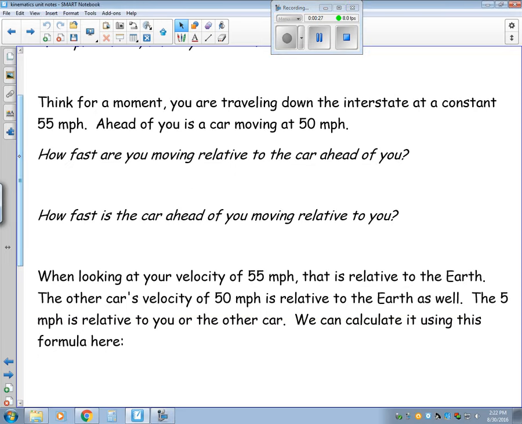Think for a moment that you are traveling down the interstate at a constant 55. Ahead of you is a car traveling at 50. First off, how fast are you moving relative to the car ahead? And let's say both cars are traveling north. So according to that slow car, when they're looking in the rear view mirror and you're coming up towards them, they see you approaching at 5 miles per hour to the north.